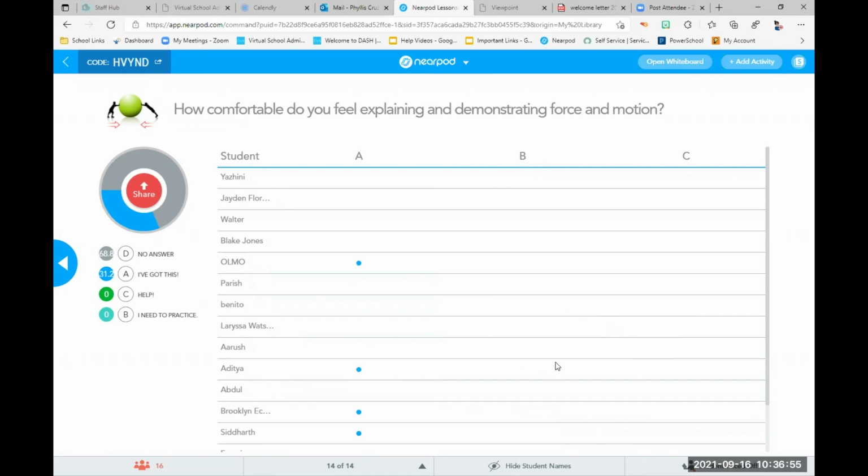B: I got this, but I need a little practice. Okay. And then C: I need a lot of help. I can't remember which is pushing and pulling. I can't remember the forces. I can't remember how to change direction so well. I can't give examples. So I see a lot of great answers, and we are done.